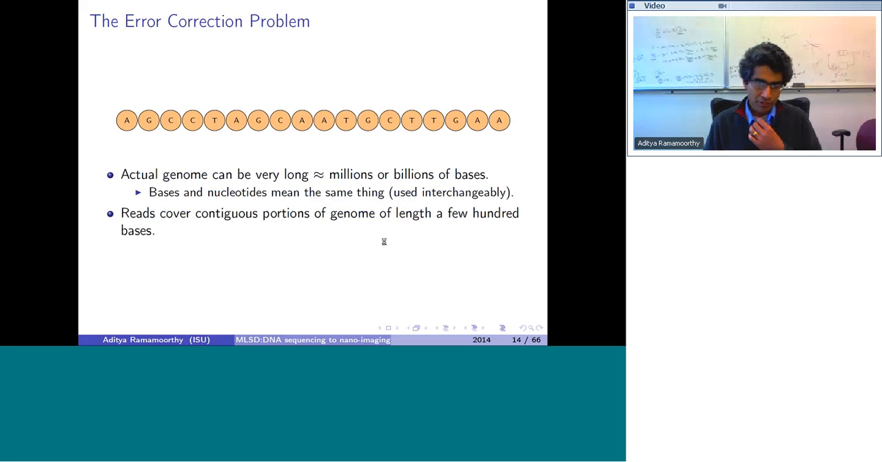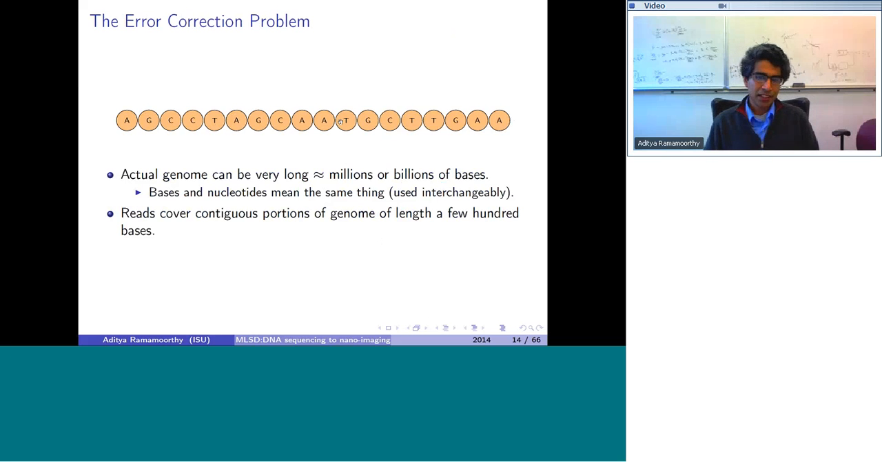First I want to make sure the problem is explained very clearly. Here is the string that I have in the middle of the slide. You can just treat that as the true genome. Of course, the actual genome can be much bigger. It could be millions or billions of bases. Whenever I say base or nucleotide, it means the same thing for this talk.